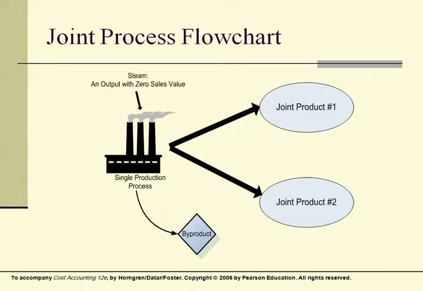Joint process flow chart. We have a single production process that results in joint product number 1, joint product number 2, and byproduct, and also results in STEM. It is an output but with zero sales value.